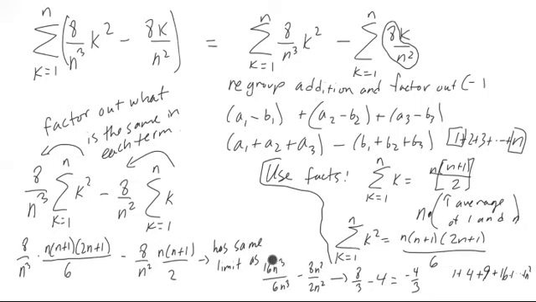We can just take the limit of this, which is 8/3, and the limit of this is -4. Subtract them, and we get the result -4/3, which you can actually check with the integration. You will get -4/3 as well.